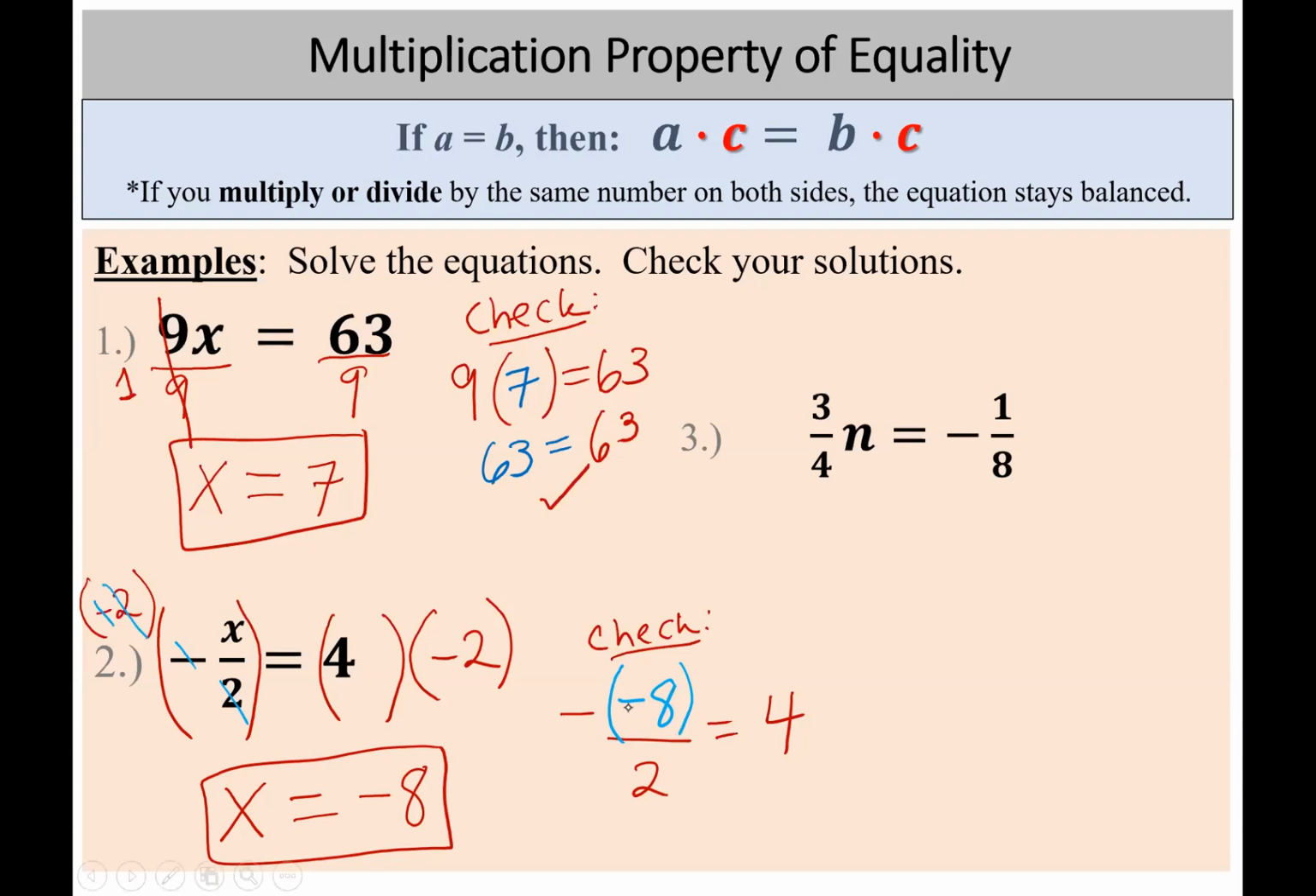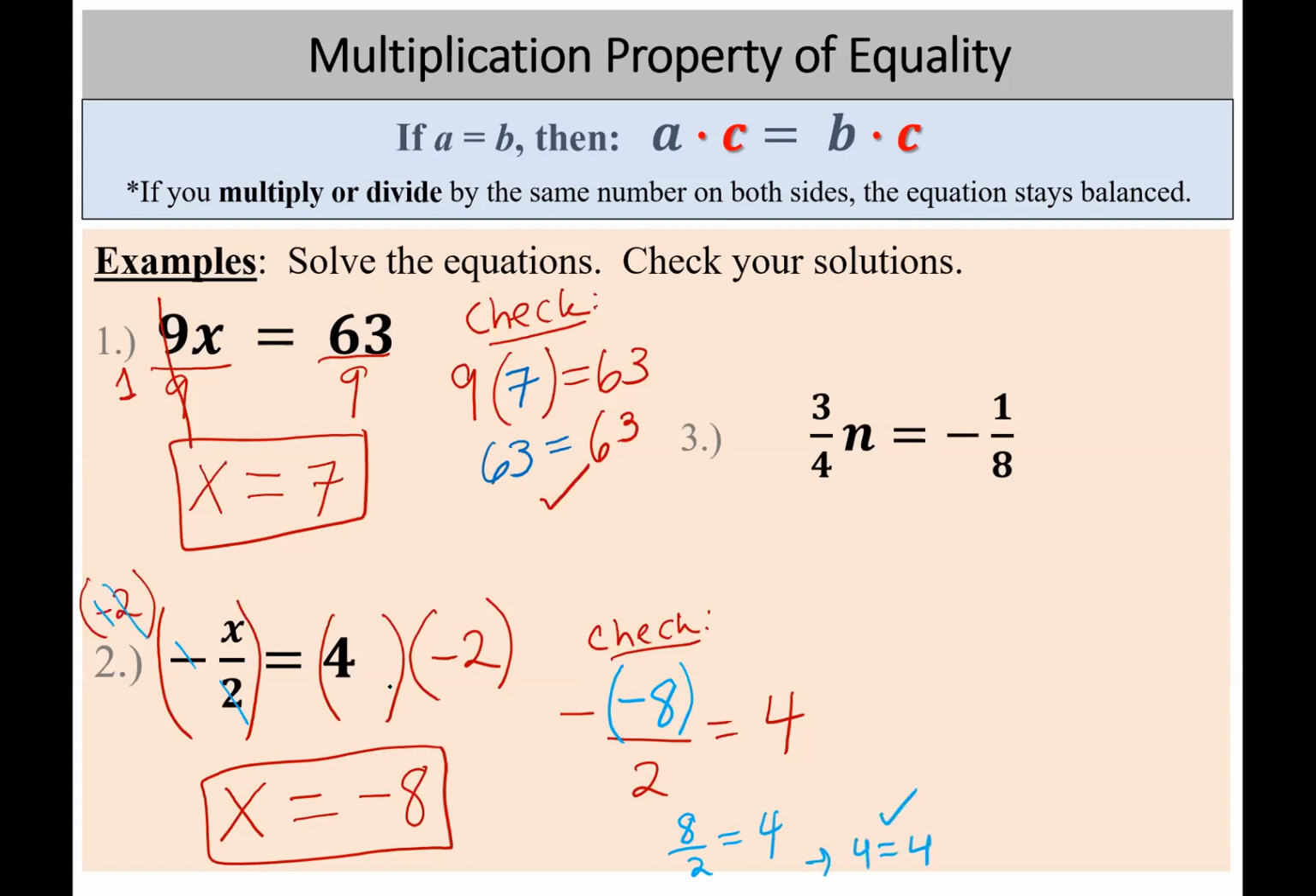So negative negative 8, that's kind of strange to hear it said like that. It's kind of like negative 1 times negative 8. The point is it cancels out to become positive. This is now just positive 8 over 2, which is equal to 4. 8 divided by 2 is 4, so 4 equals 4. So the solution does check.